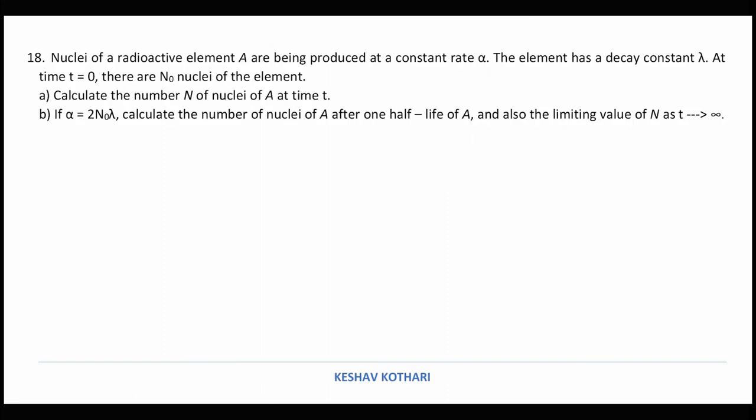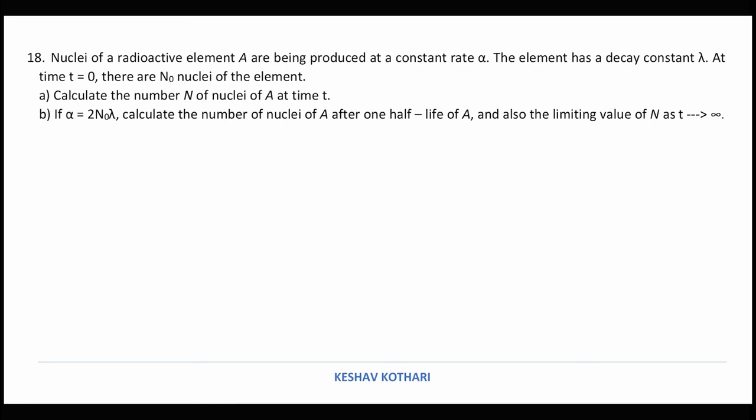Problem number 18. Nucleus of a radioactive element A are being produced at a constant rate alpha. The element has a decay constant lambda. At a time t equals 0, there are n naught nucleus of this element. The question is asking: calculate the number n of the nucleus of A at time t. If alpha is equal to 2 n naught lambda, then calculate the number of nucleus of A after one half-life of A, and also the limiting value of n as t approaches infinity.